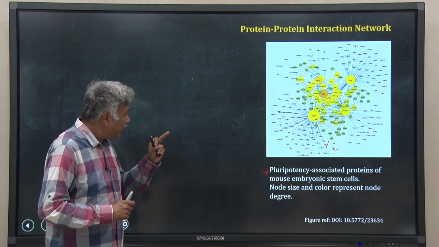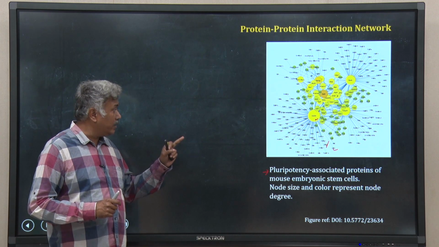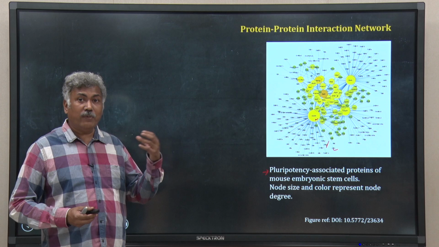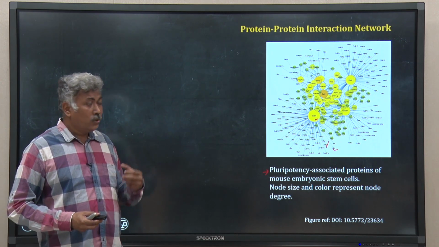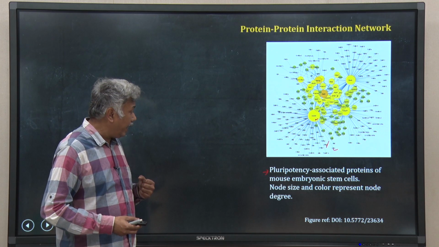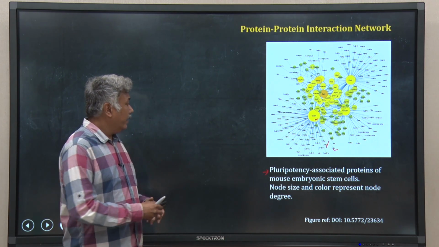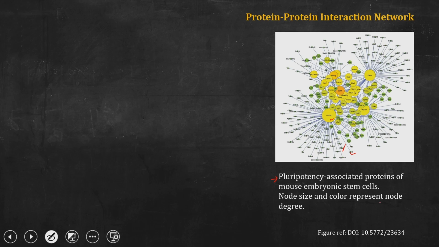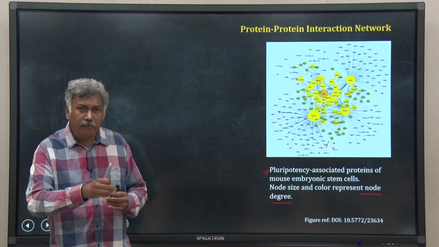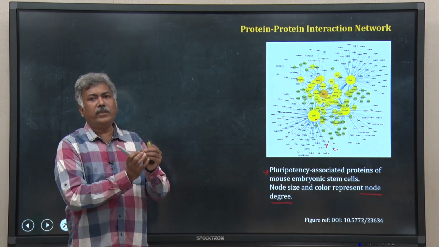Now, notice that at the same time they have changed the size and color of each of these nodes. They are circles of different size and color. So, what are they trying to convey by this color and size? They are trying to convey the degree of each of these nodes. Now, what is degree? Degree is a very simple quantitative measure of how many edges are connected to a node.